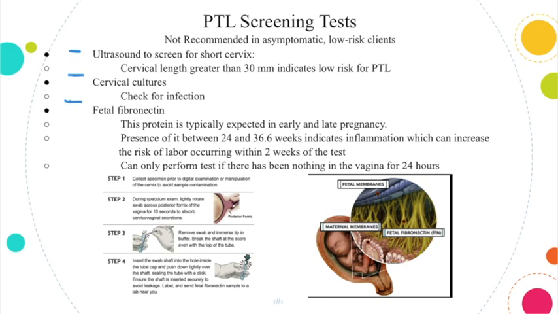So this is a vaginal ultrasound, typically not done abdominally, because an abdominal ultrasound has to get through the skin and the fat and the muscle, but the vaginal ultrasound goes right up against the cervix. You might get an order for cervical cultures, because again, we know that infection can lead to preterm labor. And you might get an order for a fetal fibronectin followed by a vaginal exam, and it must be done in that order.